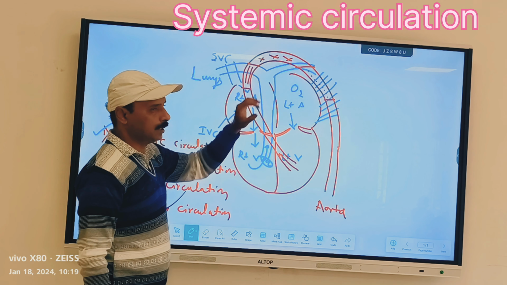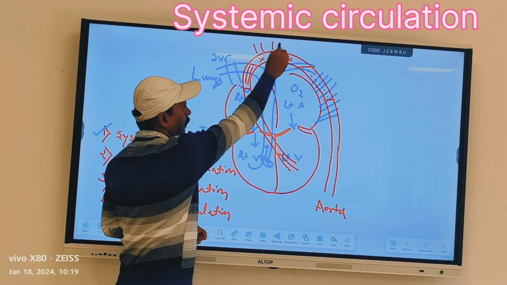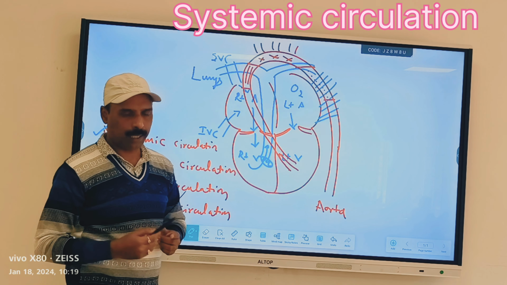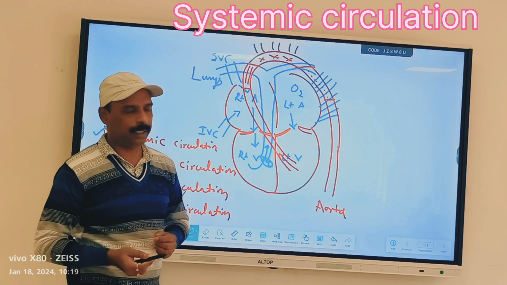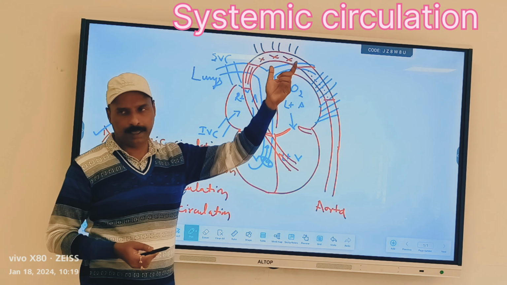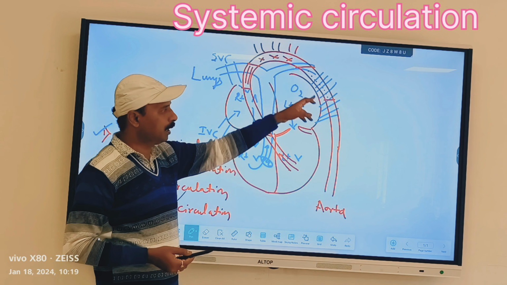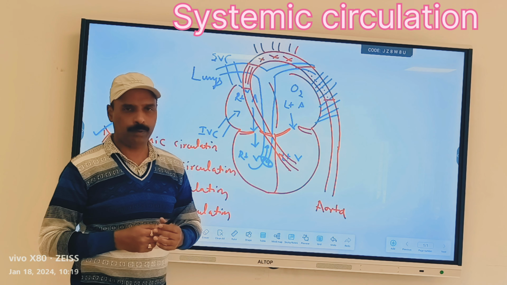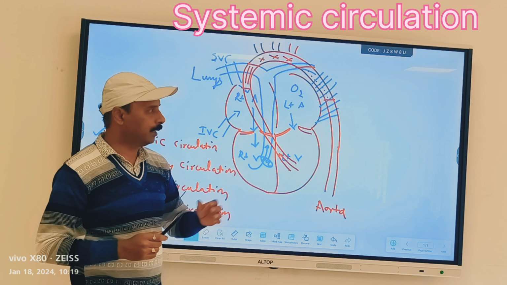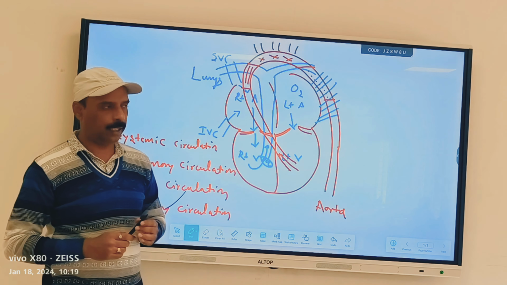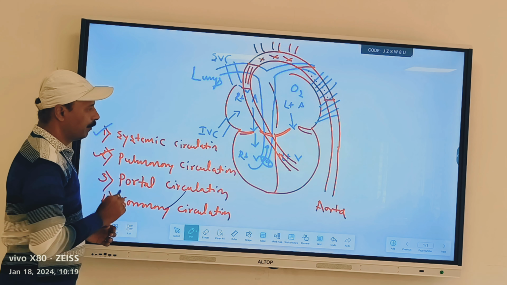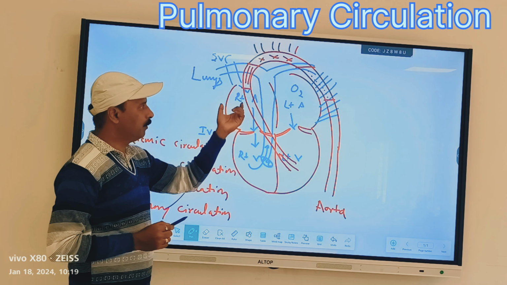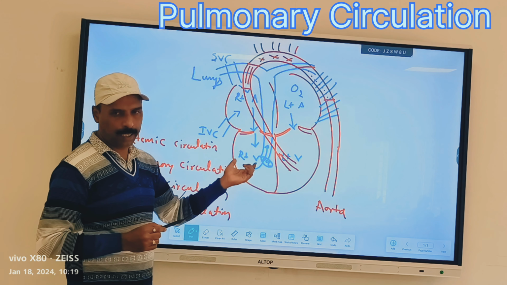The arch of aorta gives three branches, which supply the head, neck, face and brain: the right brachiocephalic, left common carotid, and left subclavian. The remaining branches given by the aorta supply almost all of the body. This is how we study the circulation of blood in the systemic circulation. Then the second one, pulmonary circulation, you have to remember: the deoxygenated blood comes to the right atrium, and the blood reaches the right ventricle.